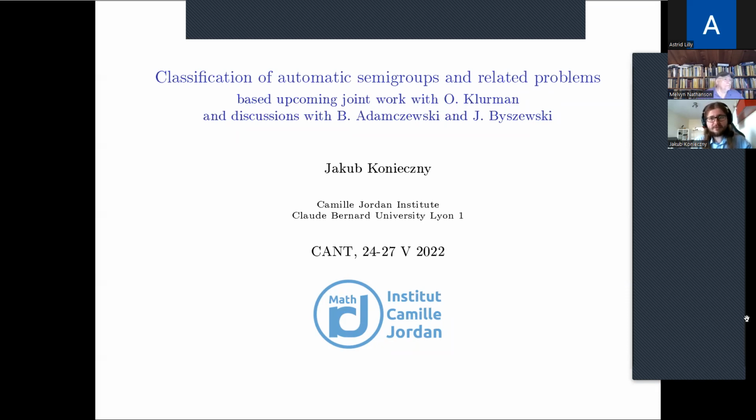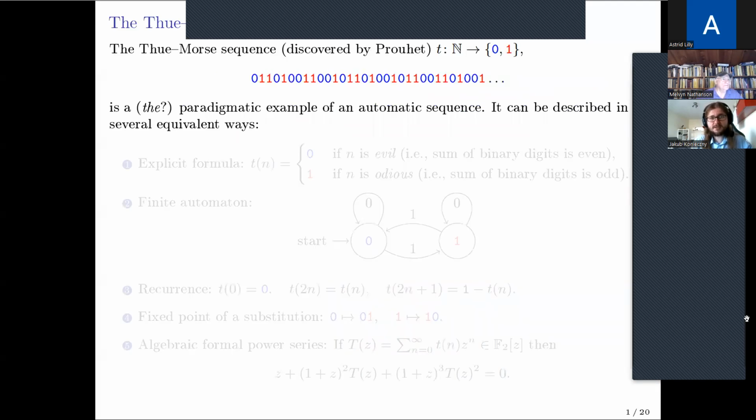So I'm going to assume that everybody knows what a semigroup is, but automatic sequences are a bit of a more exotic object. So let me start with a very brief introduction. Perhaps the most famous example of an automatic sequence is the 2-Thue-Morse sequence, which was actually discovered by Prouhet. It's a 0-1 valued sequence that has a couple of initial terms like so.